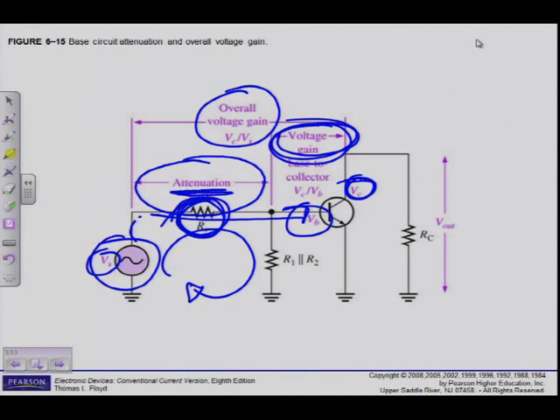But if I do have RS and I can calculate attenuation, then I will calculate the overall voltage gain. The overall voltage gain is going to be the attenuation multiplied with the voltage gain to get the overall voltage gain right from my input signal up to the output VC. That's the overall voltage gain. But I can only calculate overall voltage gain if the value of RS is available.